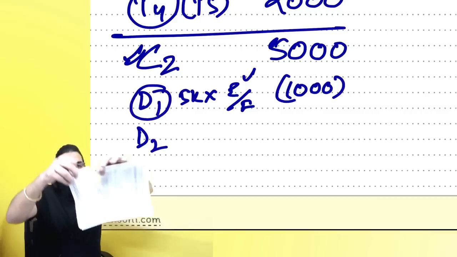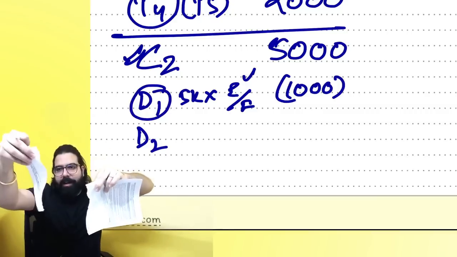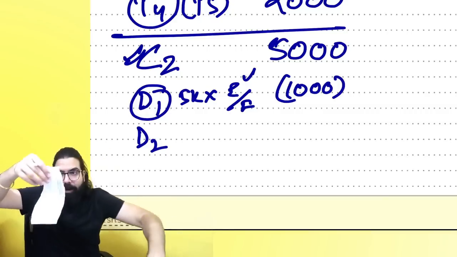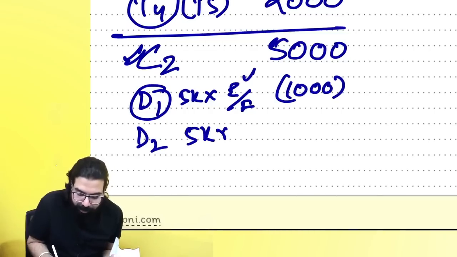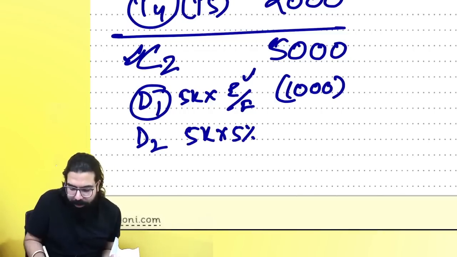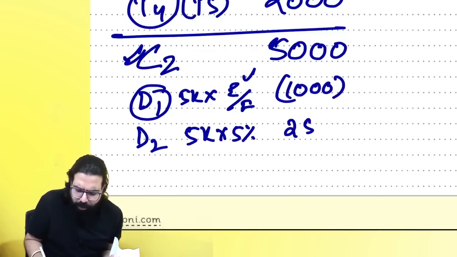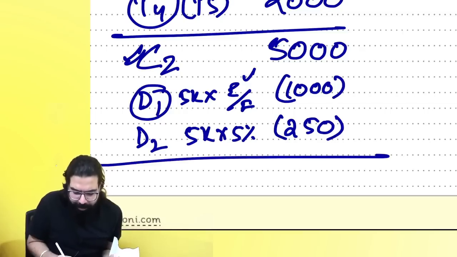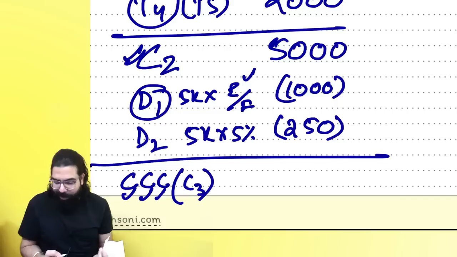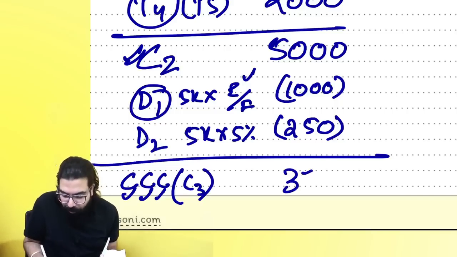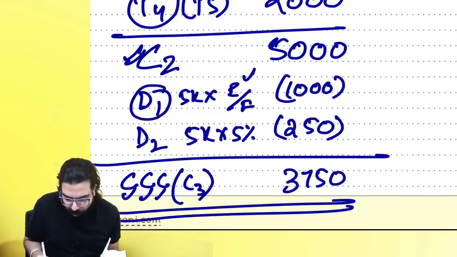Okay, so out of this 5,000, first the exempt supply I have taken out. Then D2 is for your personal purpose. D2 means 5,000 into 5%. So sir, 5,000 into 5% is 250 rupees. Now the government is telling us to take credit out of the common credit which you are eligible for, and hence it is called C3. Okay everyone. So this will become 3750. I hope the point is clear.